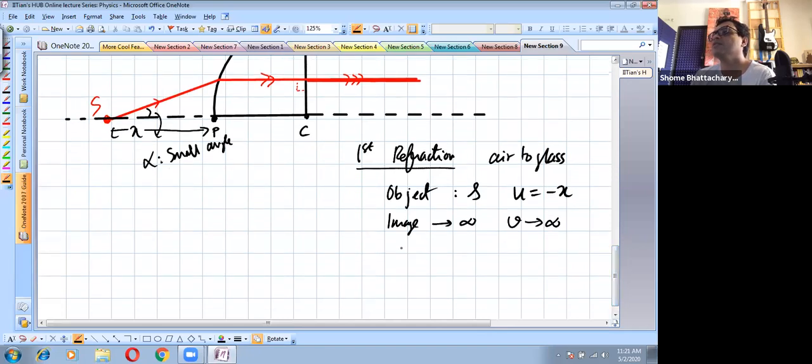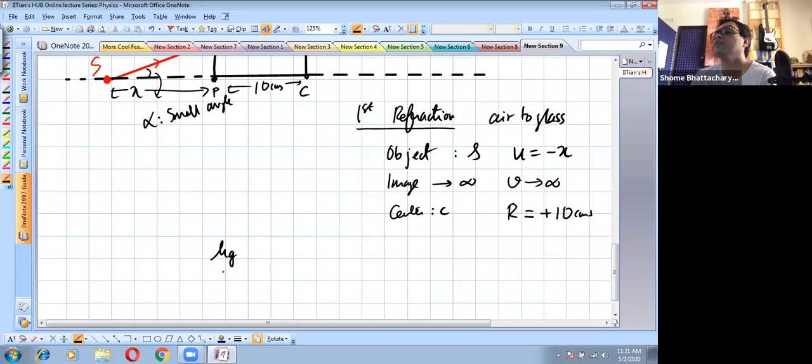And the center of curvature is at the point C. So the radius of curvature becomes plus of whatever radius I give you, 10 centimeters. This was 10 centimeters. So now you have to just apply that formula, mu2 by v minus mu1 by u. So refractive index of glass divided by v minus refractive index of air divided by u is equal to the difference of the refractive indices divided by the radius.